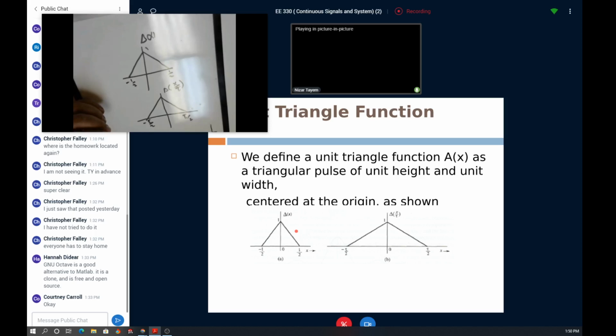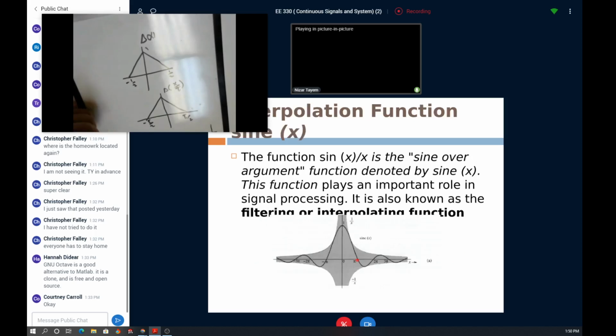Another function which is very important in signal processing, especially for filtering and interpolating, is the sinc function. The good thing about the sinc function is that it has a value equal to 1 at the main lobe, okay? And it has multiple zero crossings. For example, this is the first zero crossing, this is the second zero crossing, the third, and the fourth, etc. And as time goes to infinity, we expect the function to be almost 0, right?